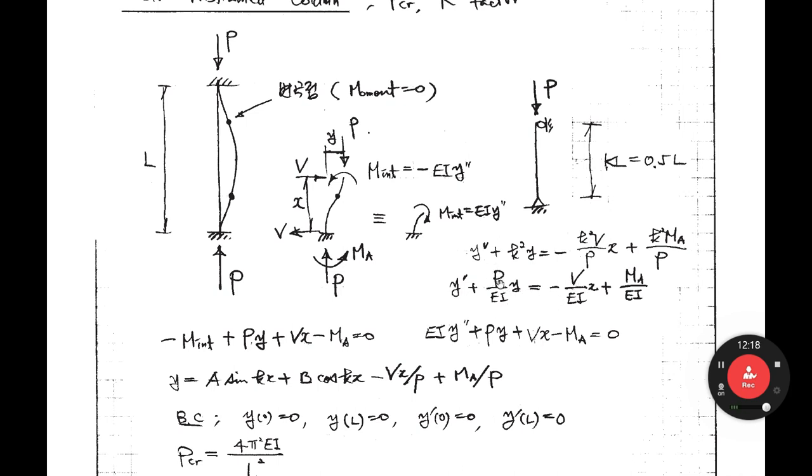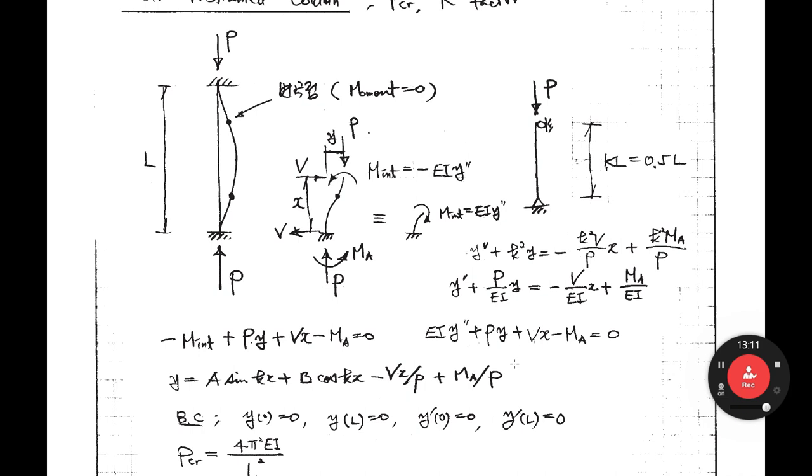If you let P over EI equal k squared, it is a small k squared, okay? It is different from the large K. Small k squared, then you can get this equation. The general solution is this: y equals A sine kx plus B cosine kx is the homogeneous solution, equal to zero. For the right-hand side, you can get this particular solution, minus Vx over P plus M_A over P. If you input this value into here, you can get the same right-hand side value. So this is a particular solution.